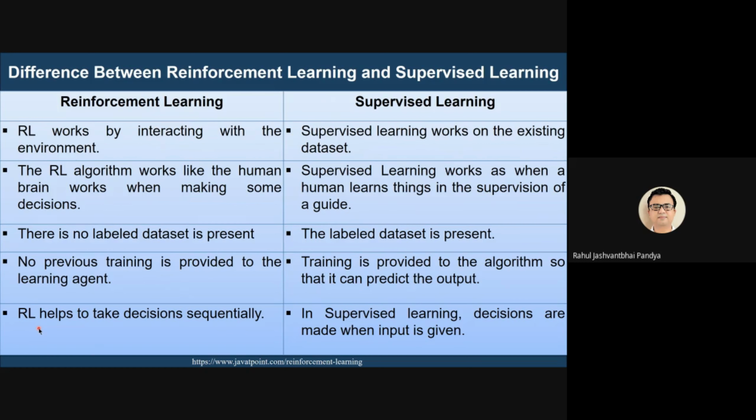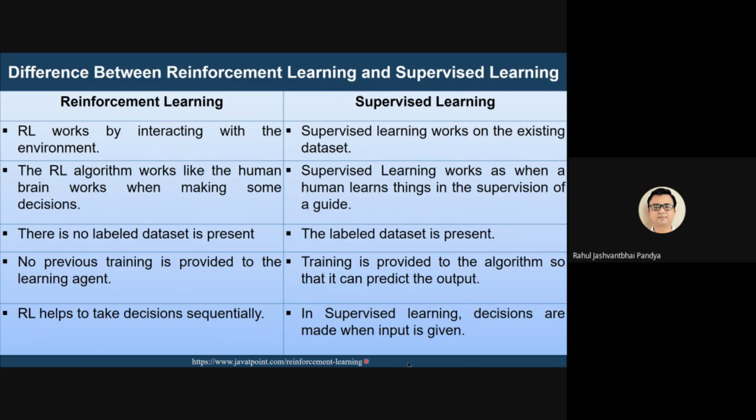Whereas reinforcement learning helps to take decisions sequentially. It's mainly suitable for a sequential process, where one after another, one after another, I reach a particular path. Let's say in a particular maze, at the end, the reward is a diamond, right?